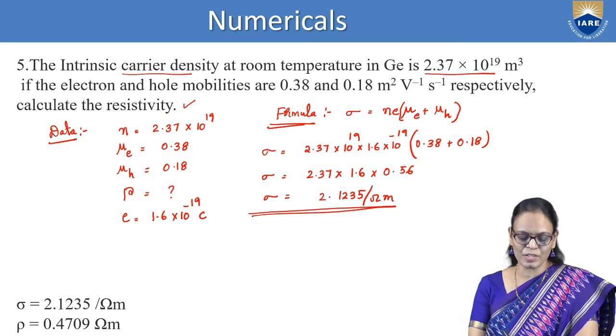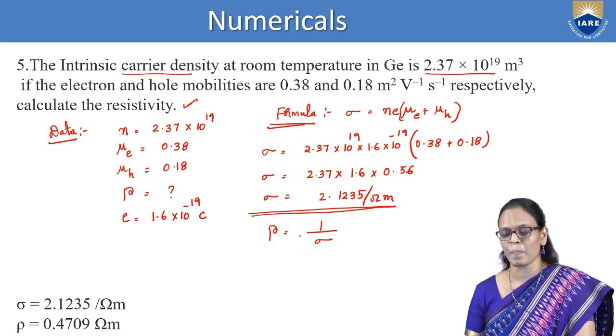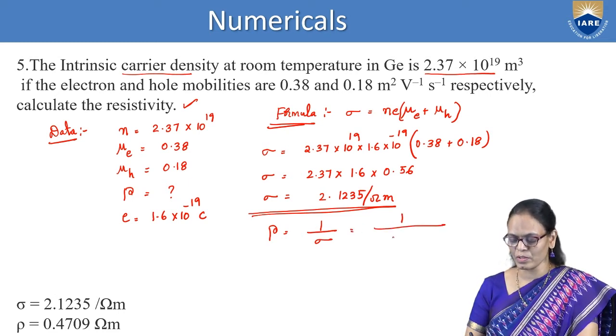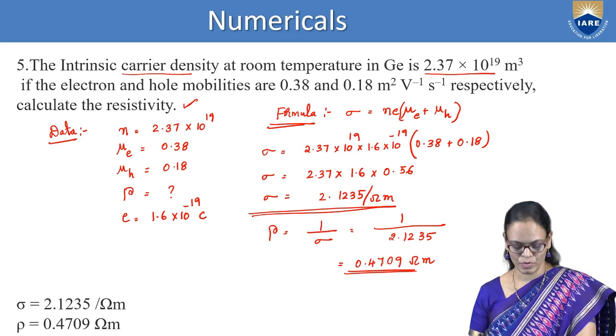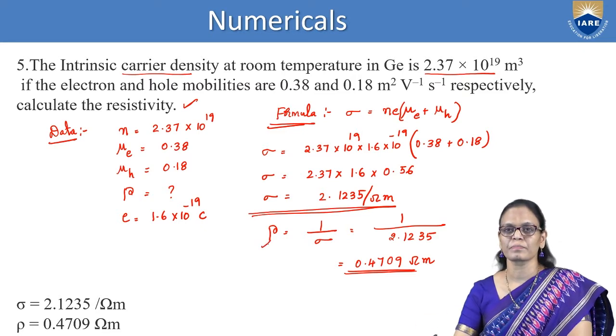But what we are asked to find is resistivity. So resistivity rho is nothing but 1 upon sigma, that is conductivity. Sigma here is conductivity, rho is the resistivity. So rho is equal to 1 upon sigma. So we do 1 upon 2.1235. So this is 0.4709 ohm meter. 0.4709 ohm meter is the value of resistivity.